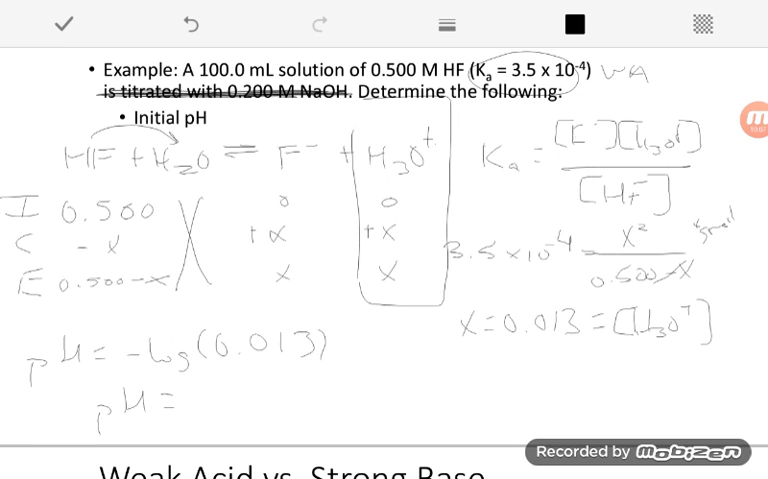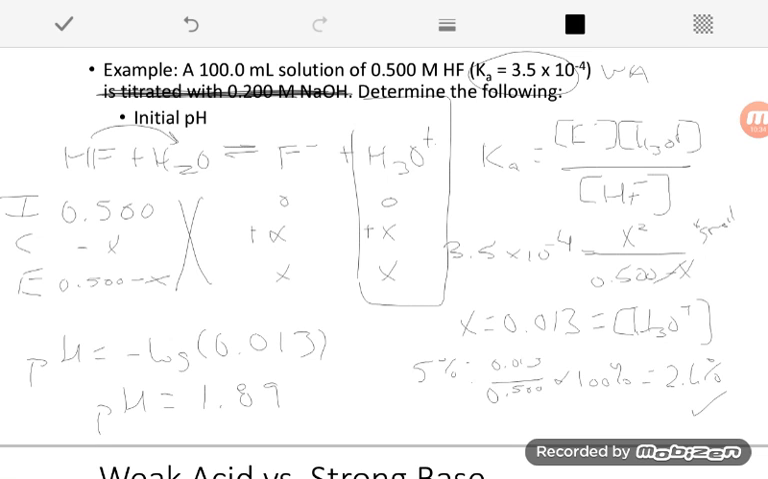So my pH here is going to be 1.89. Of course, I always do my 5% check. So I put X, which is 0.013, over my initial concentration, which is 0.5, times 100%, and I get 2.6%. It's less than 5, so I was able to use my X is small approximation there. Always want to check my approximations.